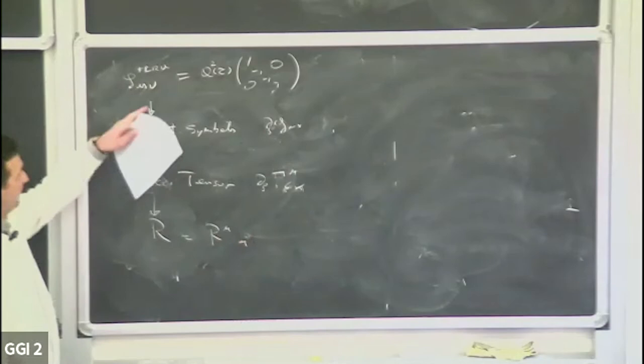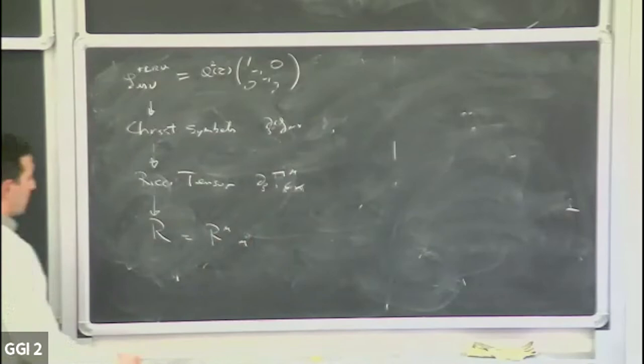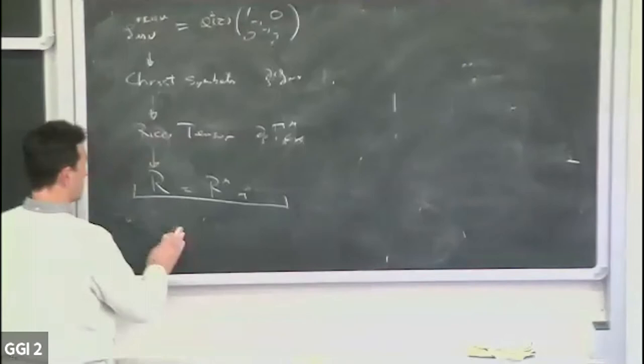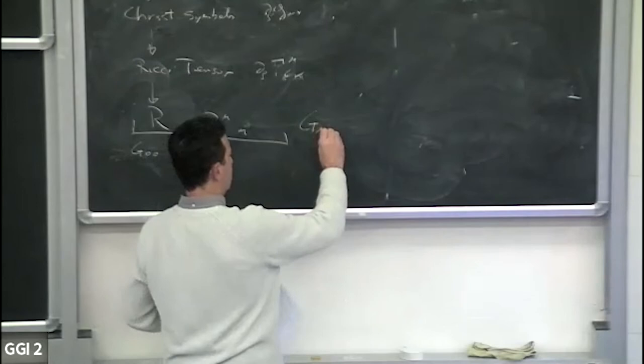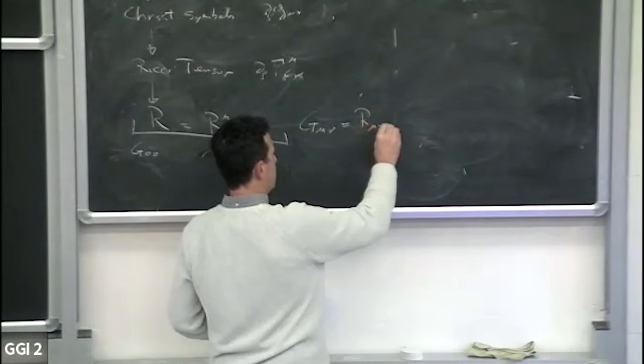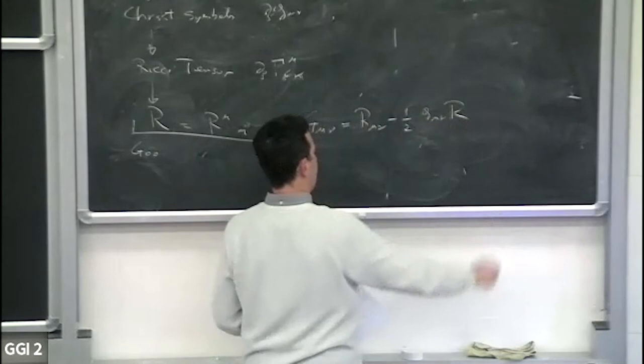So, you can do all of this for the Friedmann-Robertson-Walker metric. And what I ask you is to compute just two components, the G00 component. Okay, G mu nu, I just write you what G mu nu is. It is the Ricci tensor minus 1/2 g mu nu times the Ricci scalar.